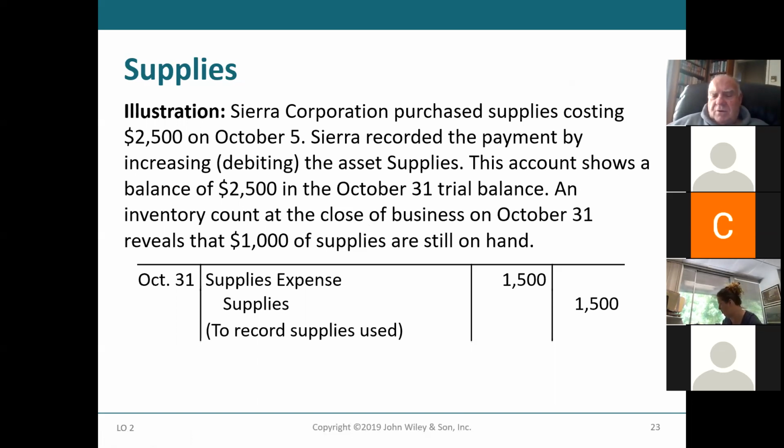So that means we used $1,500, okay? $1,500. We're going to debit supplies expense and credit supplies. In other words, we're reducing the asset every month and debiting an expense.